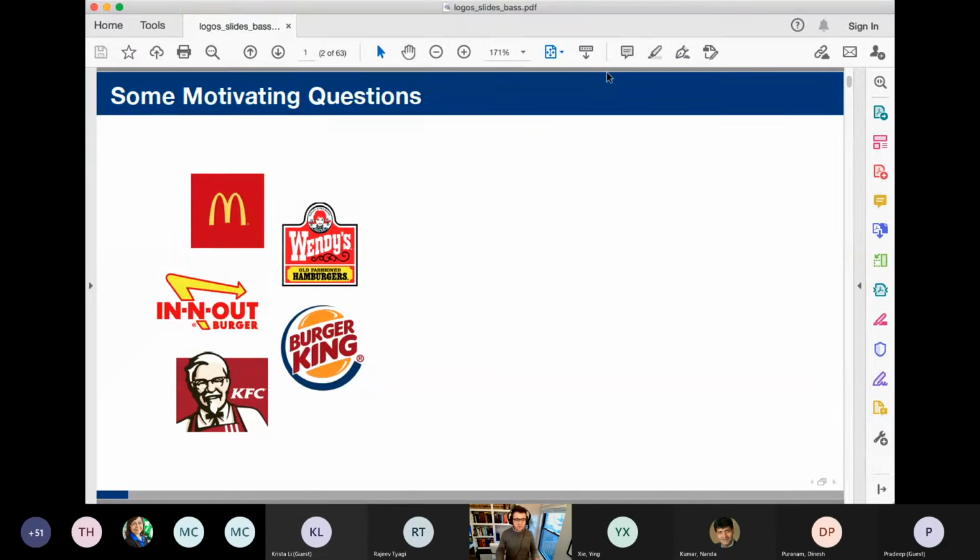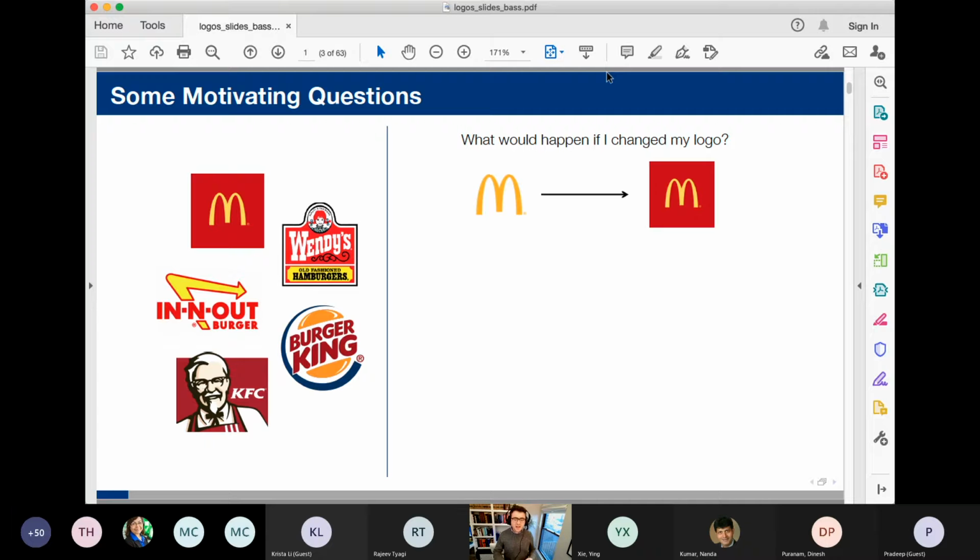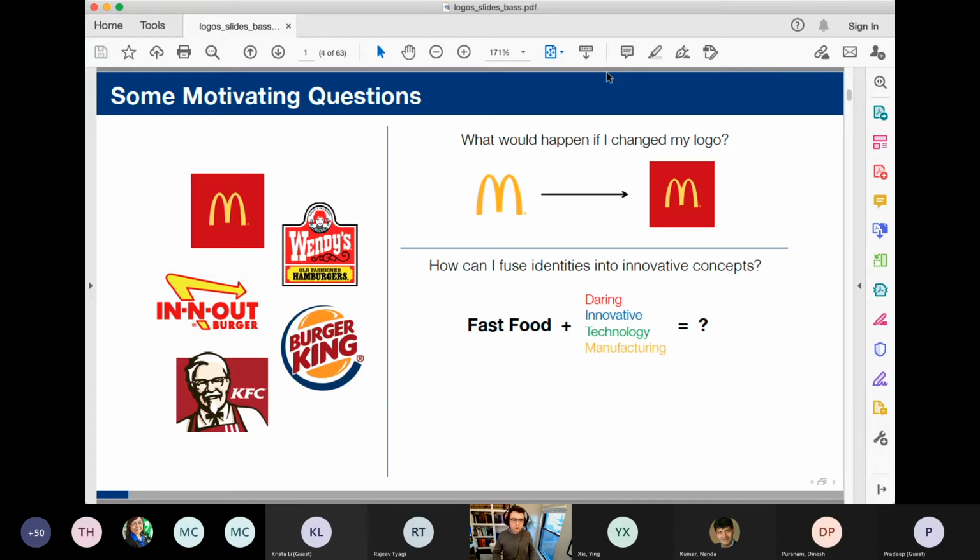And so a motivating question was, can we come up with a model, like a statistical model or a machine learning model, that can identify these patterns to help managers and designers make better decisions about their logos? Questions like, for instance, helping people understand what would happen if they changed their logo, say from a logo with no background to a logo with a background. Or thinking about how we can create new identities, innovative concepts. Like, for instance, what would I do if I wanted to design a new logo for a fast food restaurant, but have it be more daring or something like that?